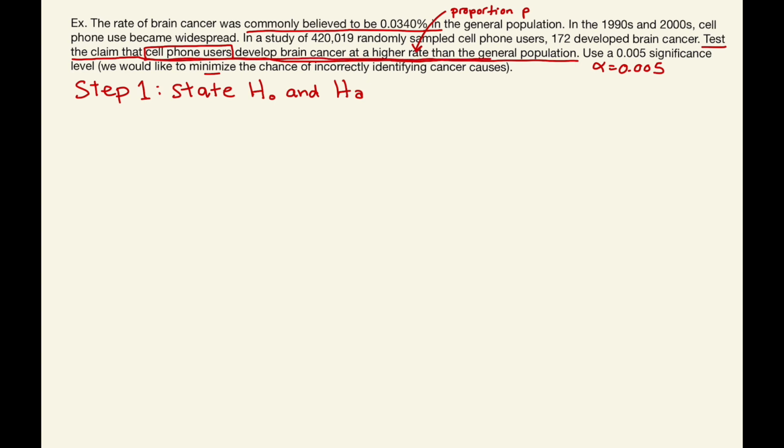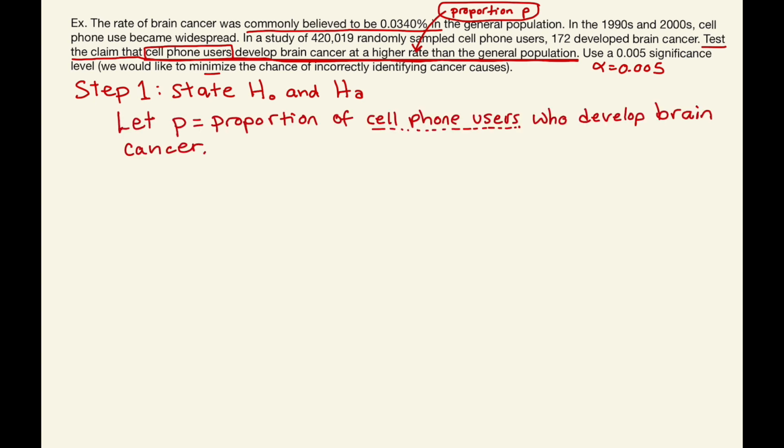So if I go back and read, the claim is that cell phone users develop brain cancer at a rate higher than the general population. So this is a claim about a proportion p. I'm going to be careful to state what p represents. Now, my null hypothesis is the claim that nothing is going on. The status quo holds, and that would just be the commonly believed proportion of 34 thousandths of a percent.